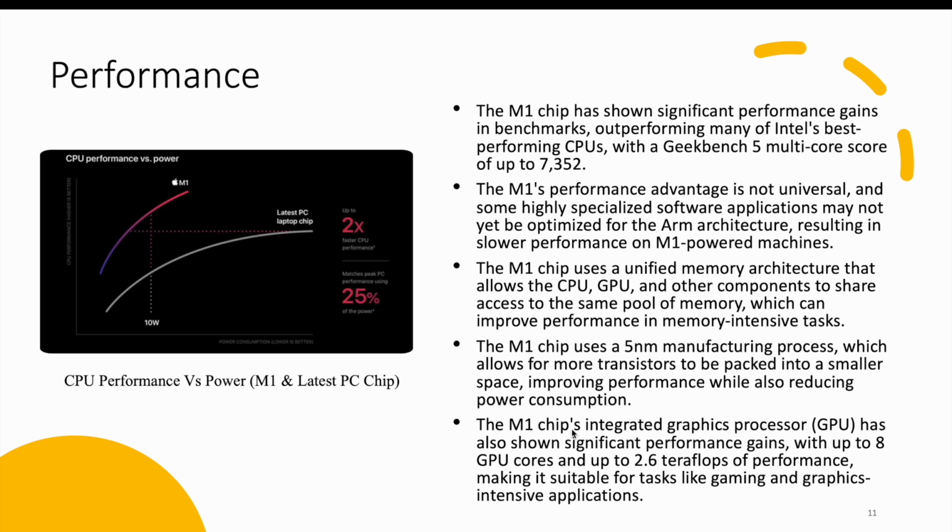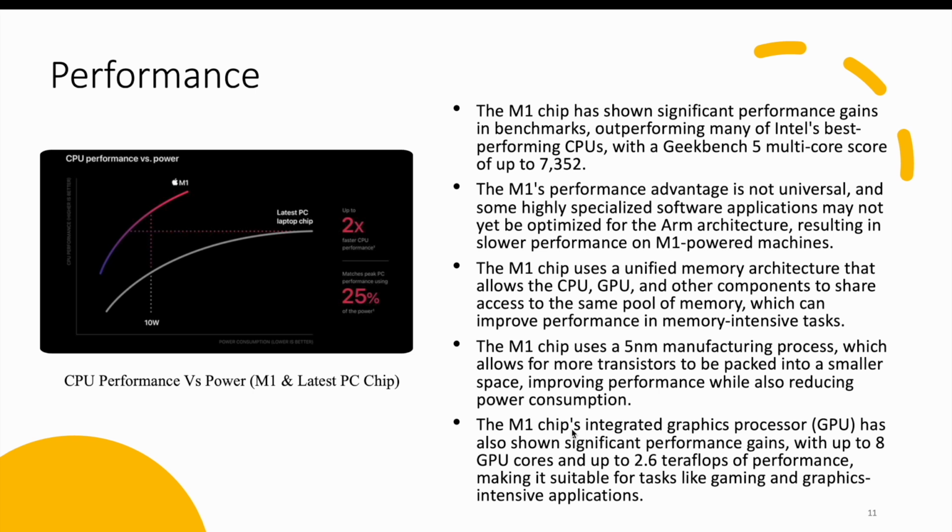Additionally, real world productivity tasks such as video editing, photo processing, and web browsing have shown significant performance gains on M1 powered machines. And not to miss this out, it is also worth noting that Apple's M1 chip performance advantage is not universal, and there are certain tasks for which Intel based processors still hold an edge.